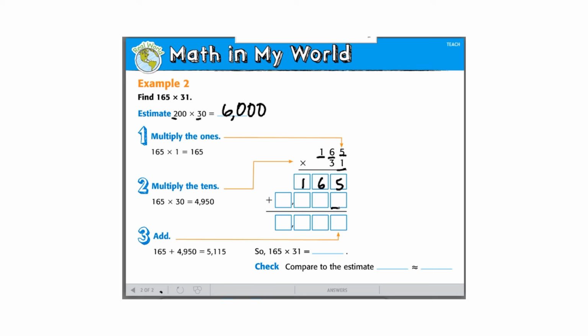Now what goes in this spot right here? What do I do next, Nayeli? A 0. Do not forget the 0. Then we're going to cross out this 1 because we're not going to use it again. And we're going to multiply 3 times 5 is 15, so carry the 1. 3 times 6 is 18. Add 1 makes 19. Hold on, don't tell us the answer yet. 3 times 1 is 3. Add the 1 to it makes 4.